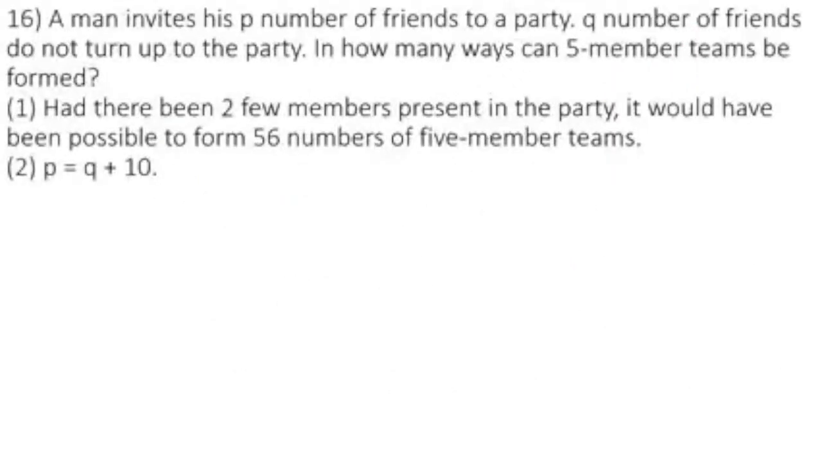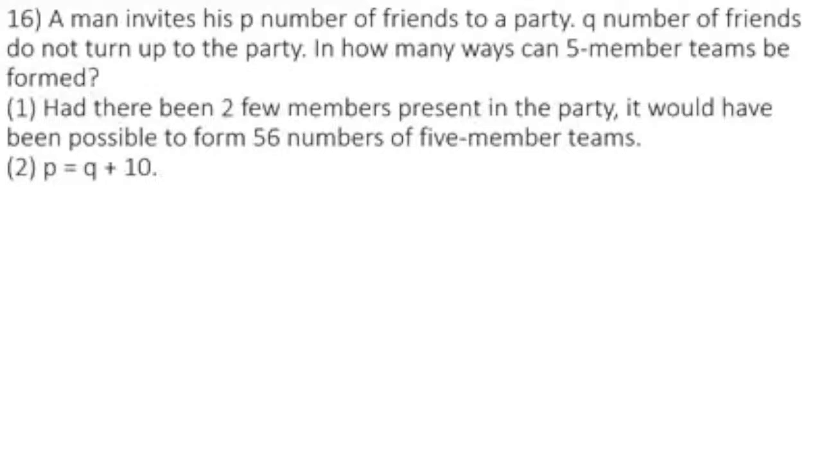A man invites his P number of friends to a party. Q number of friends did not turn up to the party. How many ways can 5-member teams be formed? So the question is asking for the value of NC5, but what is N here?